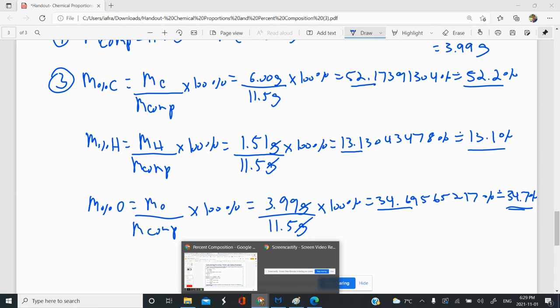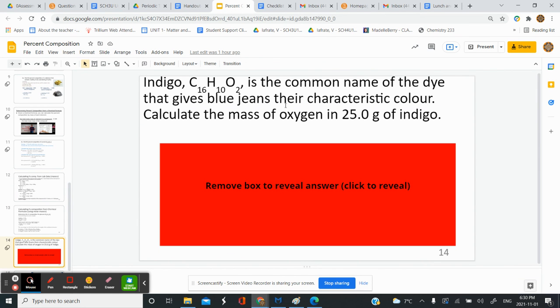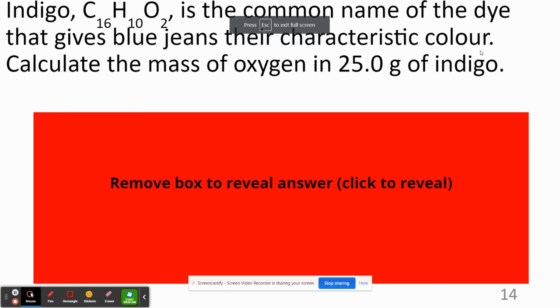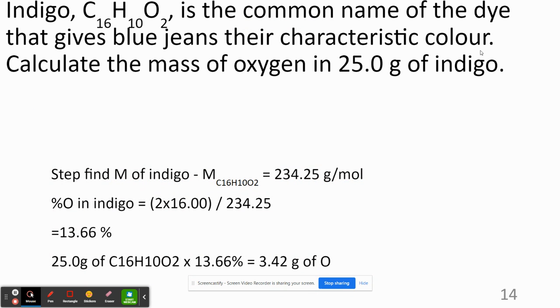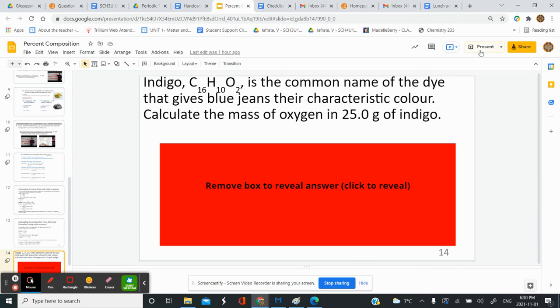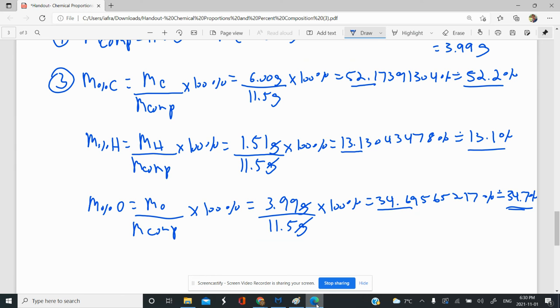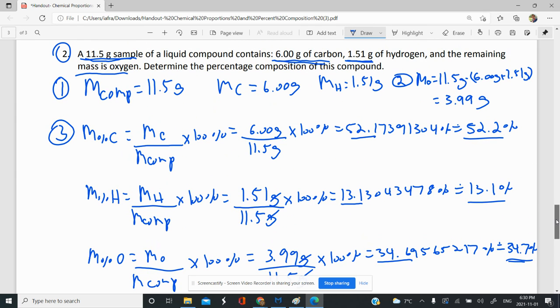In the slide deck, there also is one more practice problem that you can attempt over here. And you can just click on the presentation and then press any key like spacebar to remove the red and then allow you to see the answer key. So there's more practice for you to attempt when you're doing percent composition and mass percent. It is important you understand this concept because it'll be directly related to what we're doing next, which is the empirical and the molecular formula lesson.